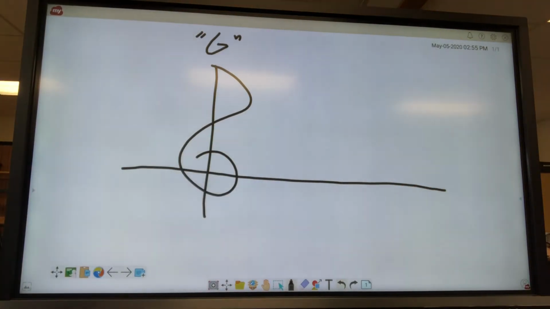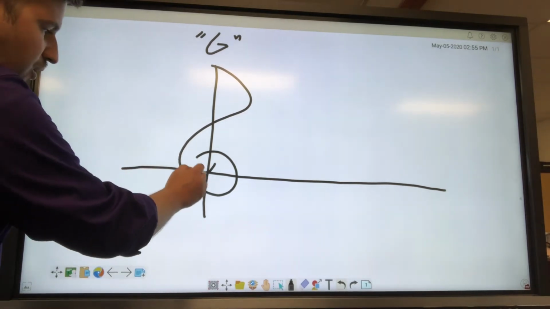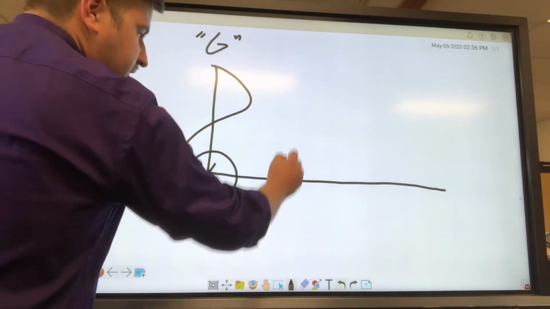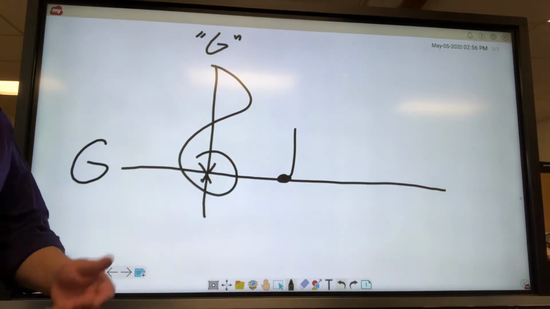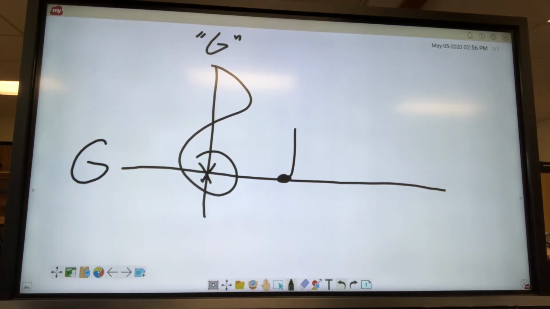Neat. So I just put a line through this little coil here. That lets me know that this note is always G. Now, if I have my keyboard map that I've already drawn, I would be able to look at my keyboard and find G. If I watch my guitar video, I could look on my strings and find G on the guitar as well.